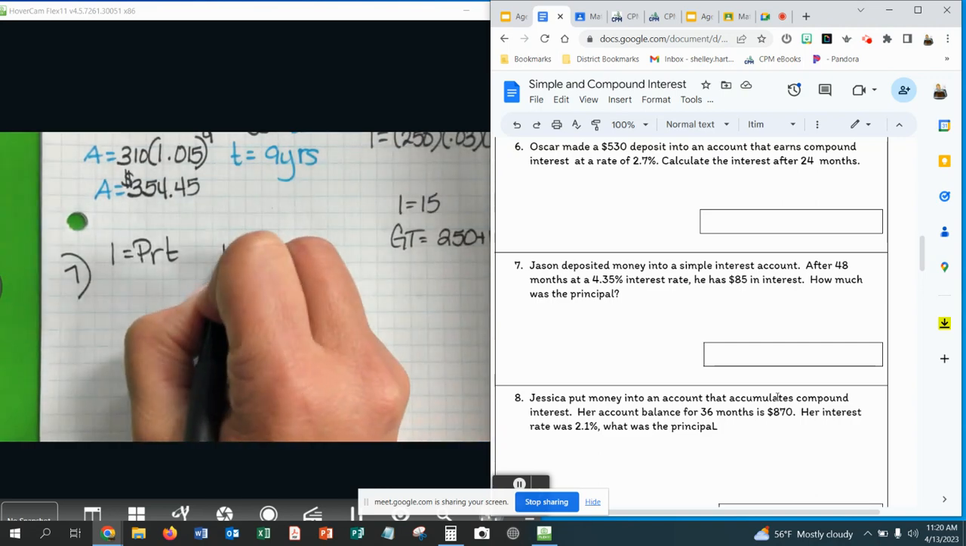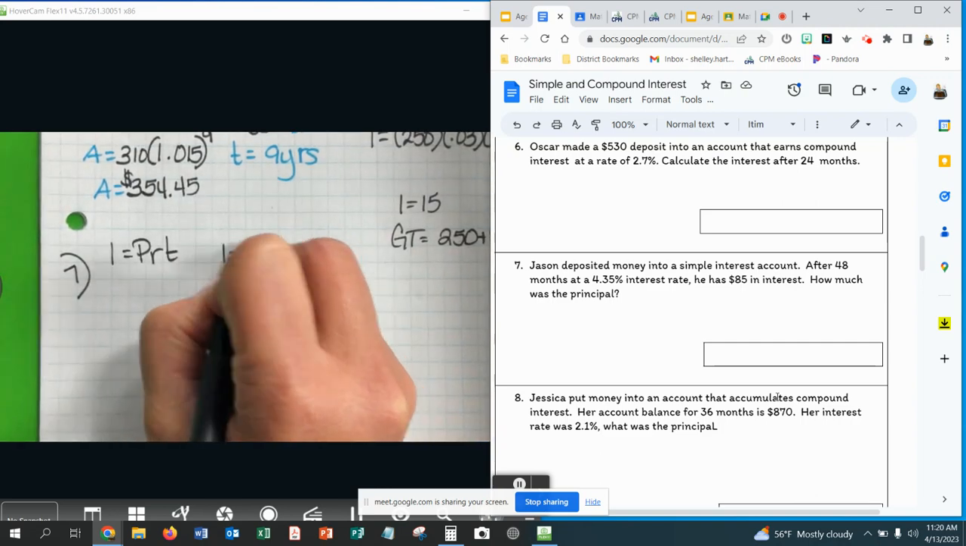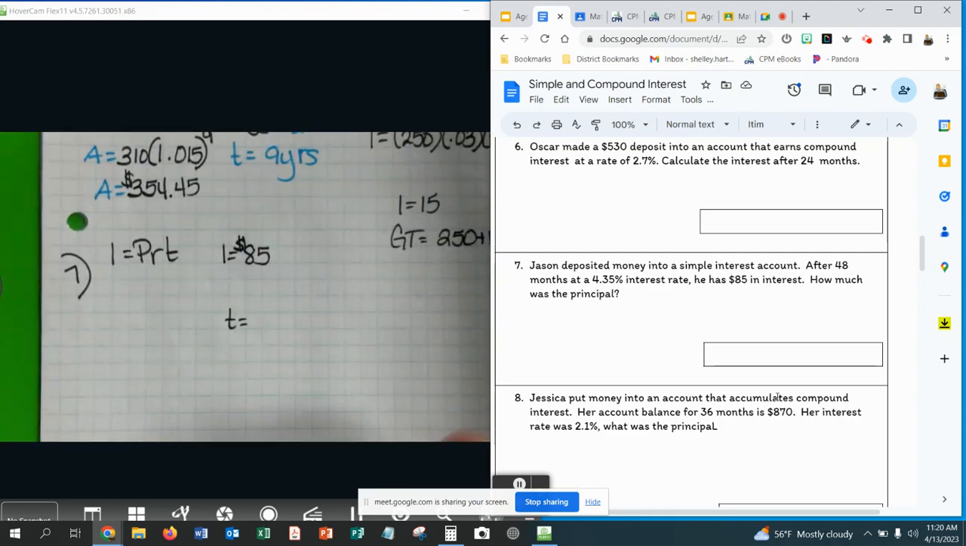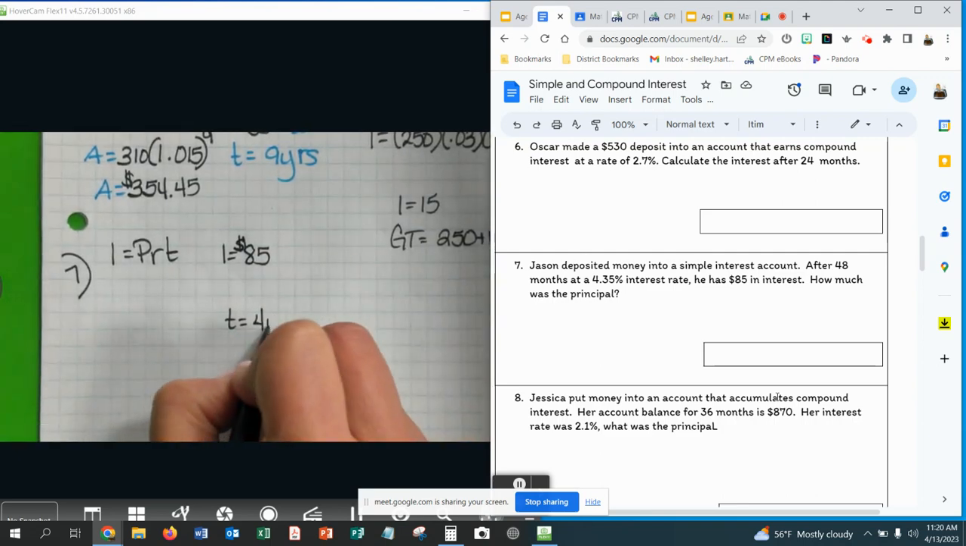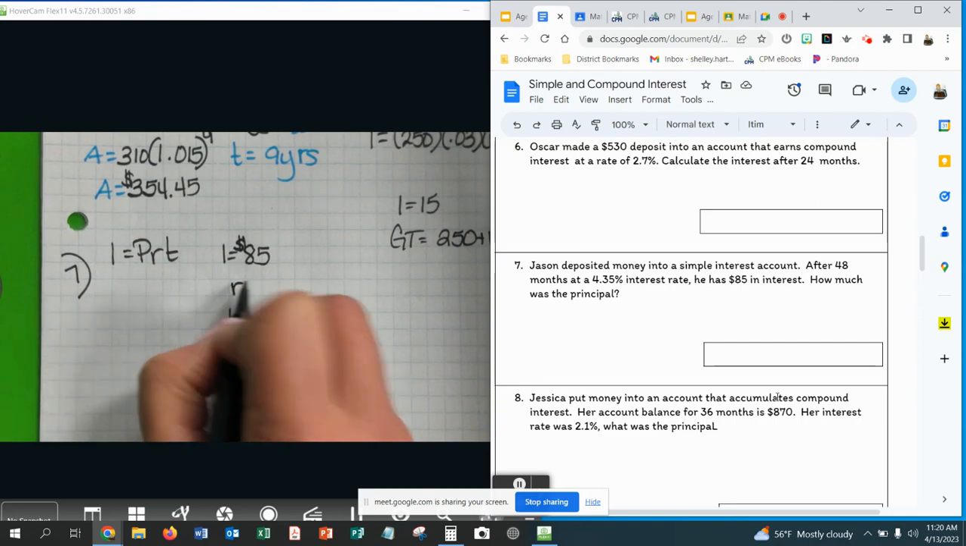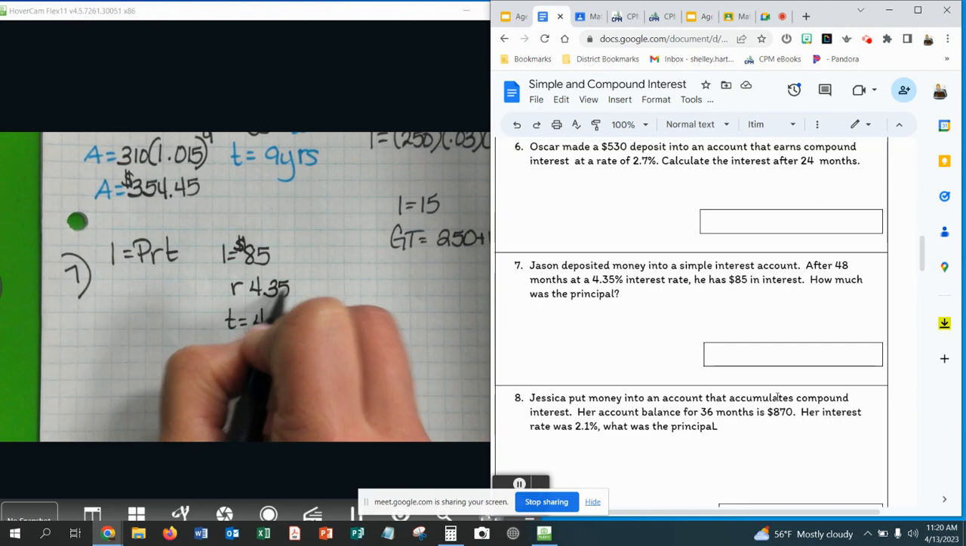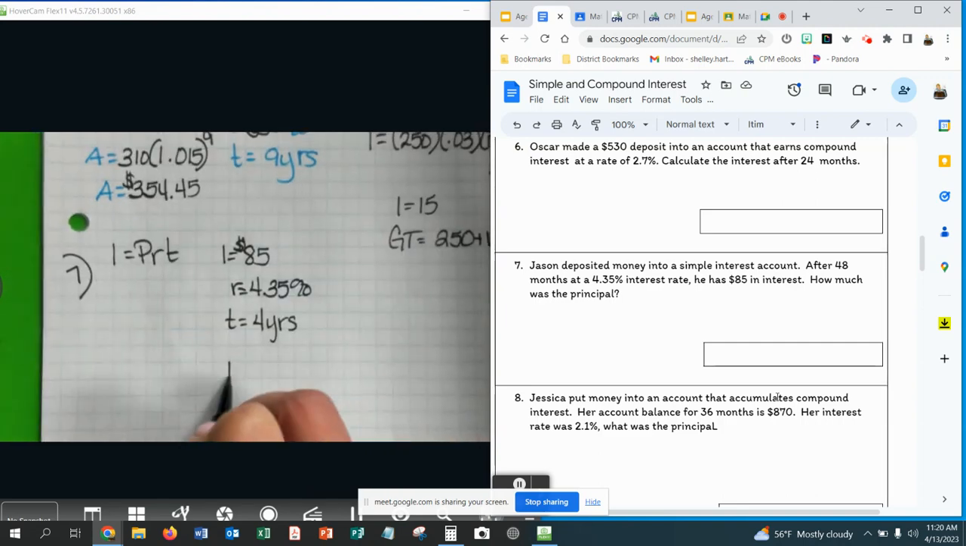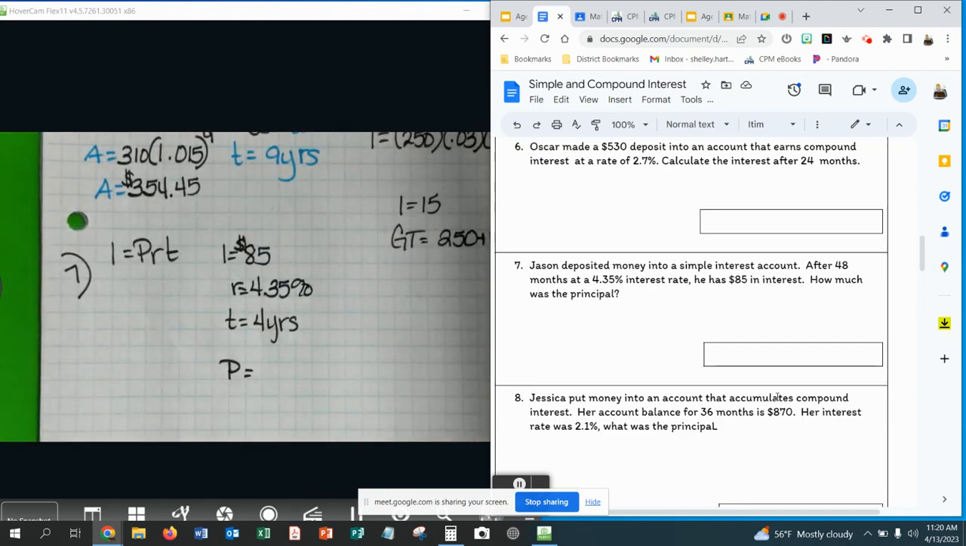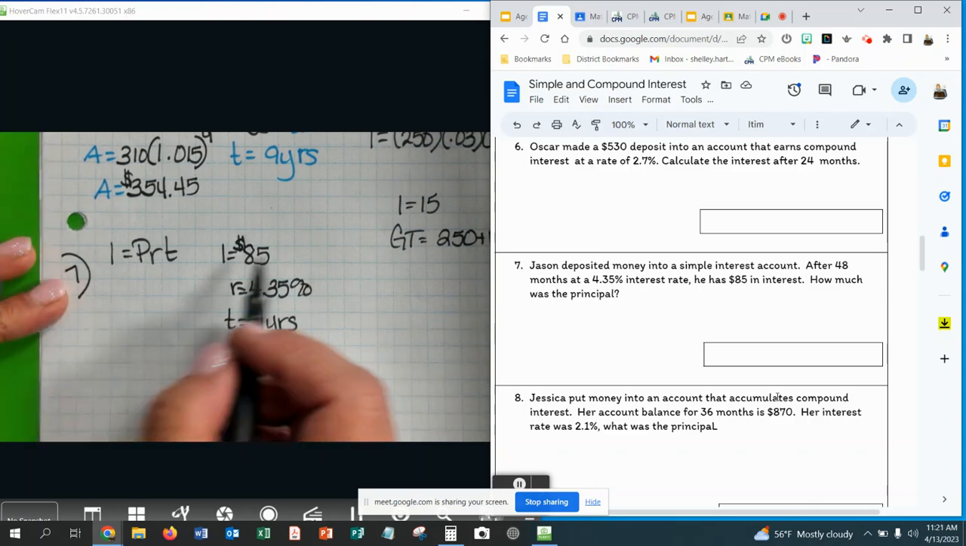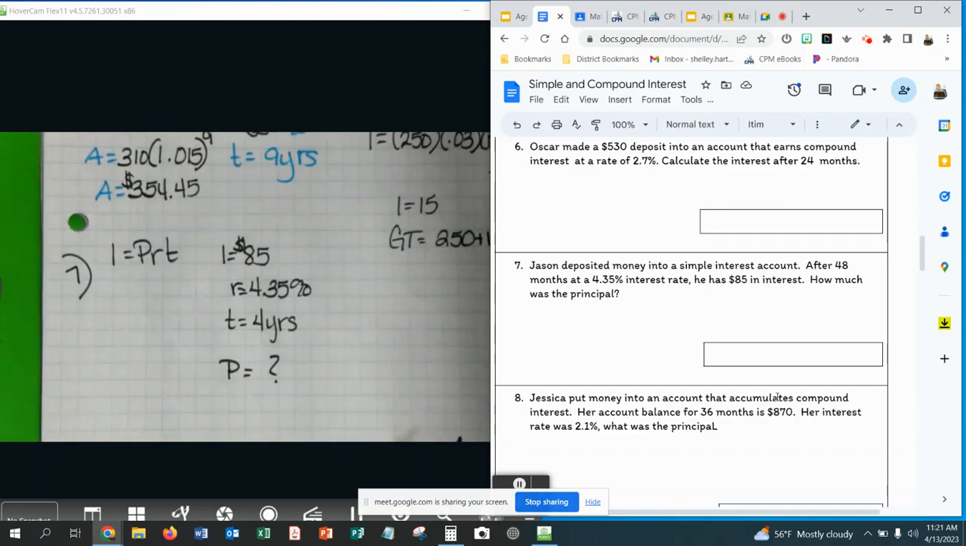So let's write that all down. Our interest is $85. Our time is 4 years. Our rate is 4.35%, and we don't have a principal. This is a question mark. That's what we want to know. We don't know. That's what it's asking. That's where we're going to get to, Axel.